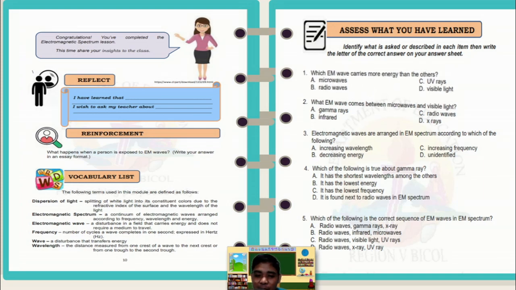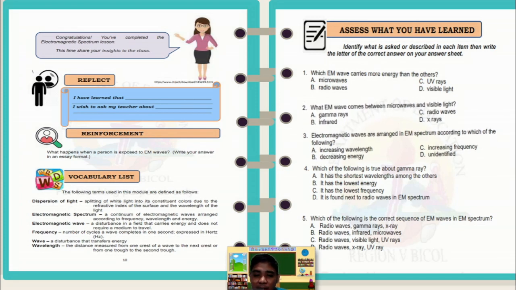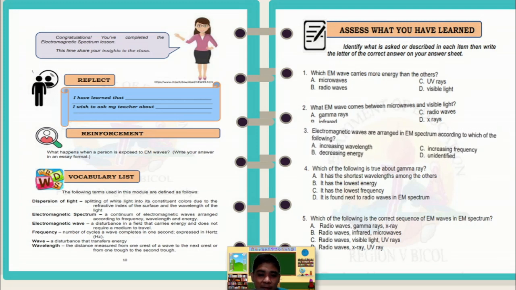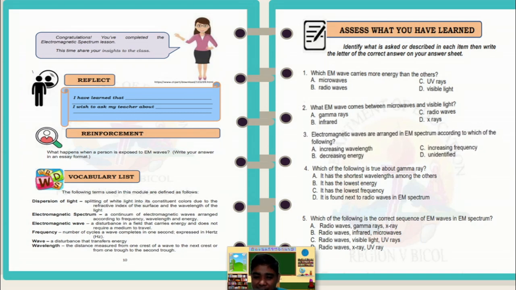Okay, number 2. What EM wave comes between microwaves and visible light? Is it letter A, gamma rays, B, infrared, letter C, visible waves, and letter D, X-rays? Okay, and number 3, electromagnetic waves are arranged in EM spectrum according to which of the following? Is it increasing wavelength, decreasing energy, increasing frequency, or unidentified? What do you think? Is it letter D, unidentified?